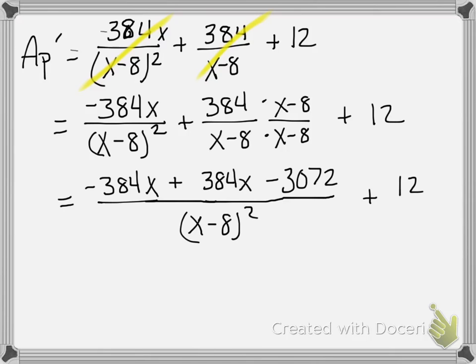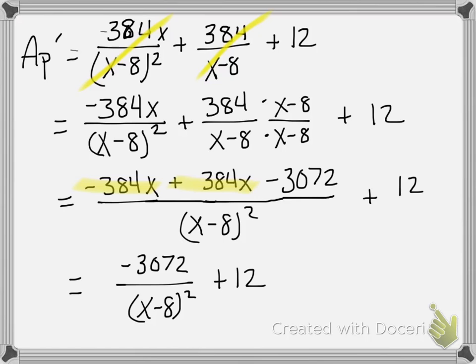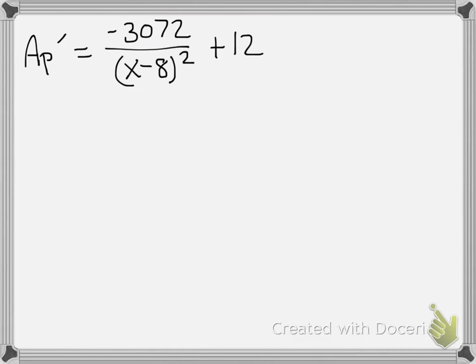So we can clean that up even more because we have a negative 384x and positive 384x, so those are going to cancel. So that would just leave us with negative 3072 over (x minus 8) squared plus 12. So here we have the derivative of the area of our poster is equal to negative 3072 over (x minus 8) squared plus 12.